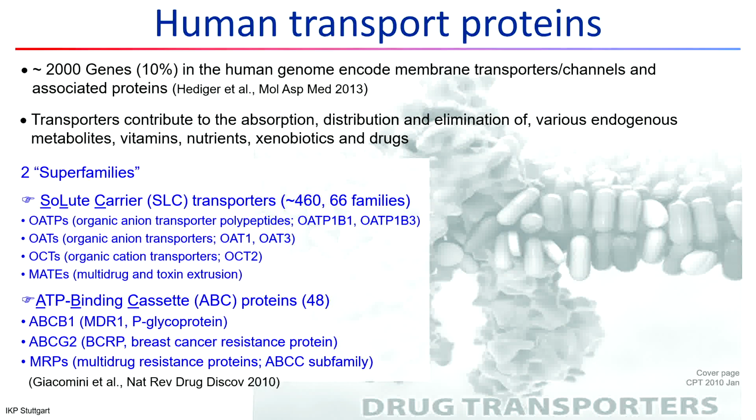There are currently 2 superfamilies that are most discussed, that are the solute carrier transporters. You already heard that in the keynote lecture by Professor Cassie Giacomini. Mainly the OATPs, OATs, OCTs, and mates. And there are also the ATP binding cassette proteins. There are only 48. And mainly there is the P-glycoprotein and the BCRP, as well as the multi-drug resistance proteins.